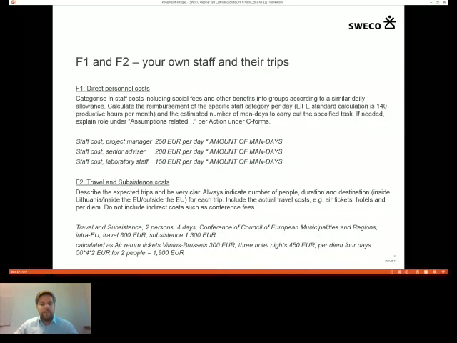You need to be quite clear on the expected trips. You cannot just have a post where it says travel and subsistence, travel during 3 years, and then a number. You need to specify the number of people that are traveling for the different trips, the duration of the trip, as well as the destination.